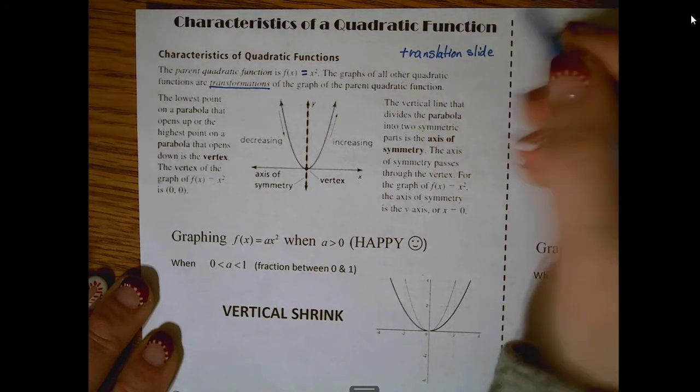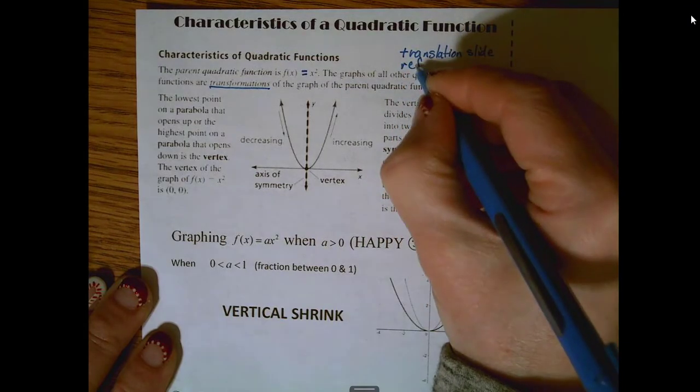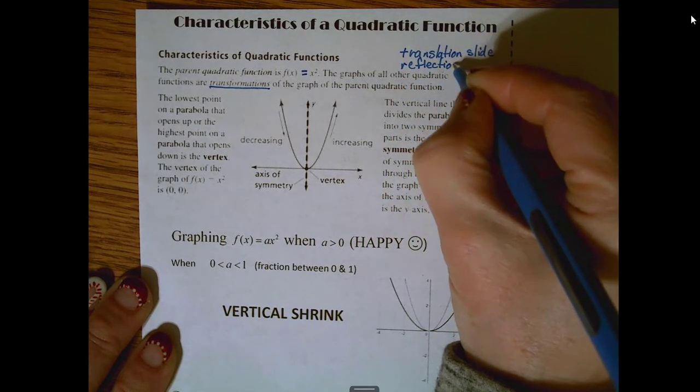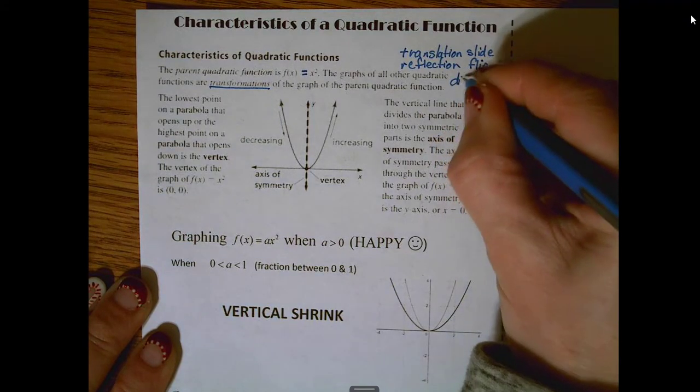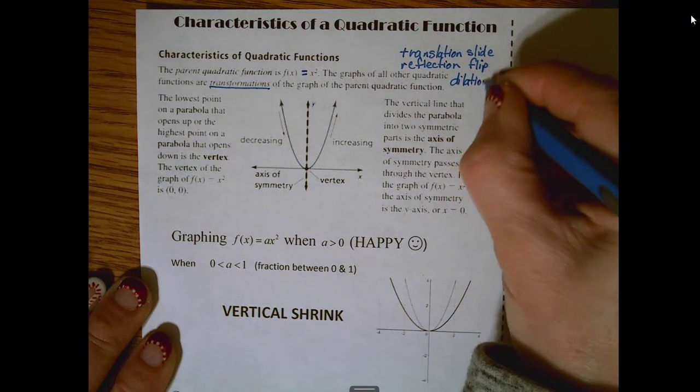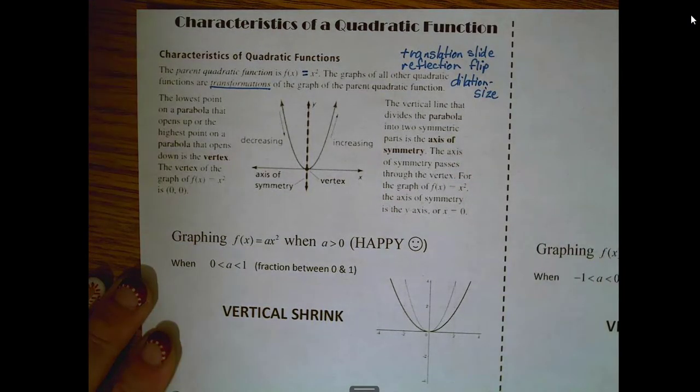We are going to look at reflection. And that is a flip. And then dilation, which means the size becomes bigger or smaller.